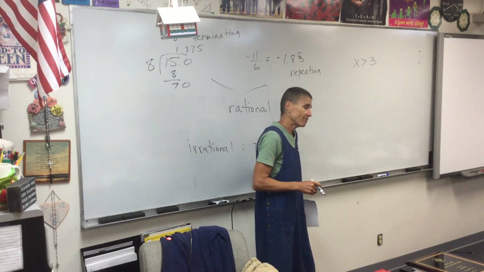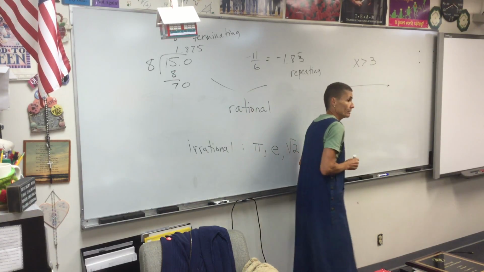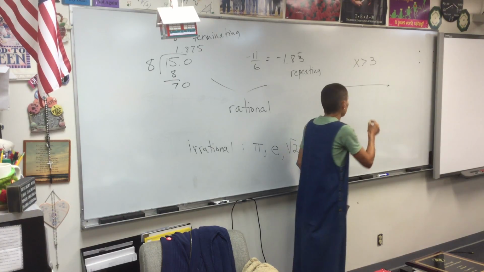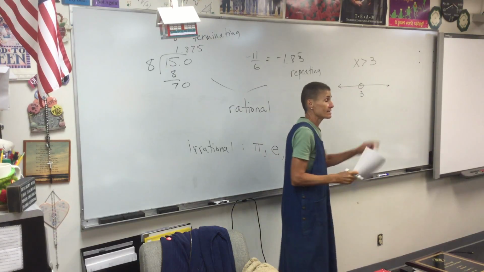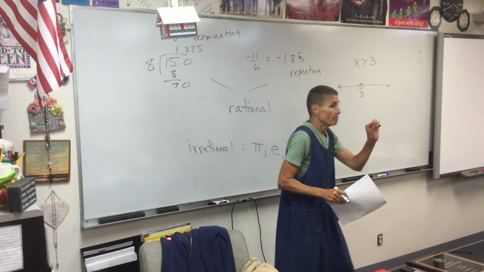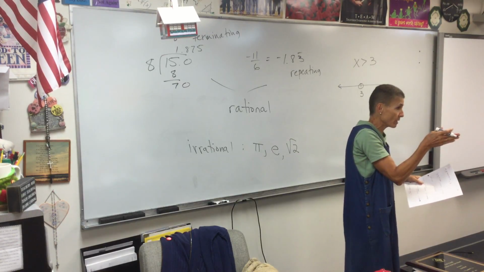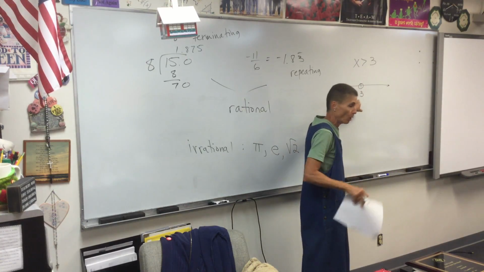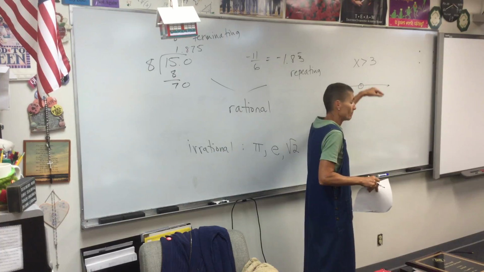When I say graph it on the number line, how does that work? Open dot at 3. Now kids, I don't know where you're at with all this, but you no longer have to put a 0 on your number line and count. Just put 3 up there, whatever number you want. You don't need to have it all counted out and everything.